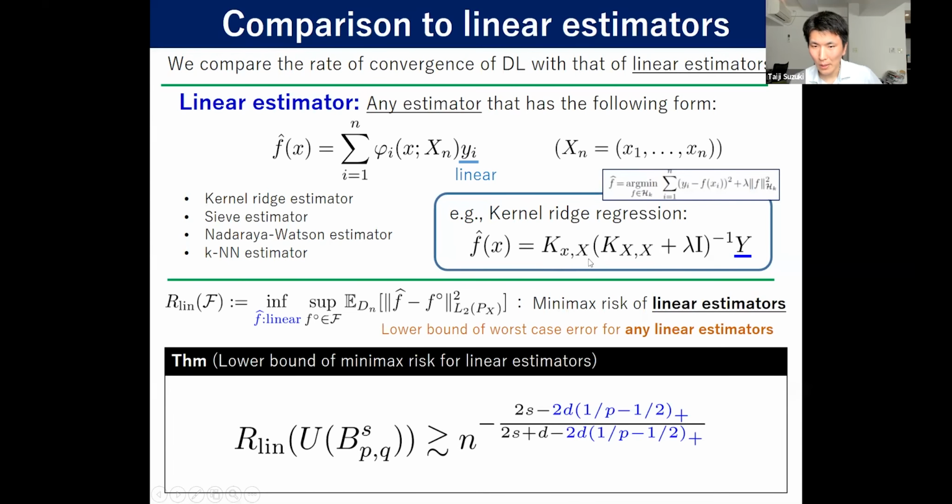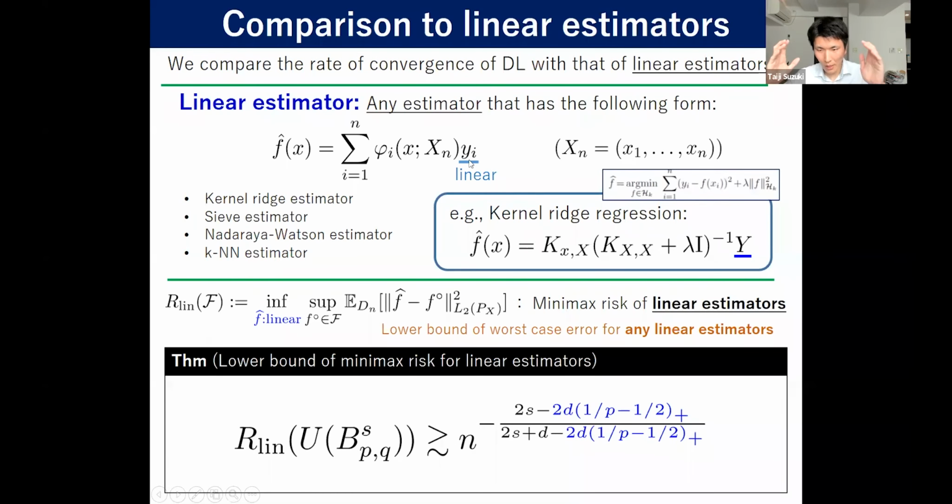So the important point here is that the kernel ridge regression is linear to the output y. This is called a so-called linear estimator. Linear estimator does not mean it is linear to the input x. It can be non-linear to the input x, but it is linear to the output of the observations yi.